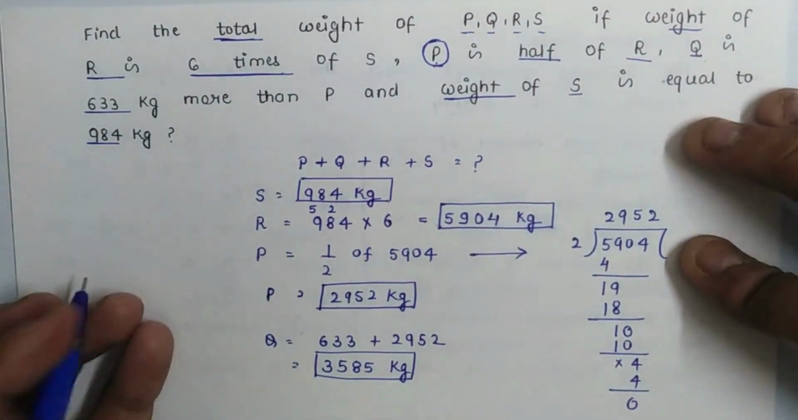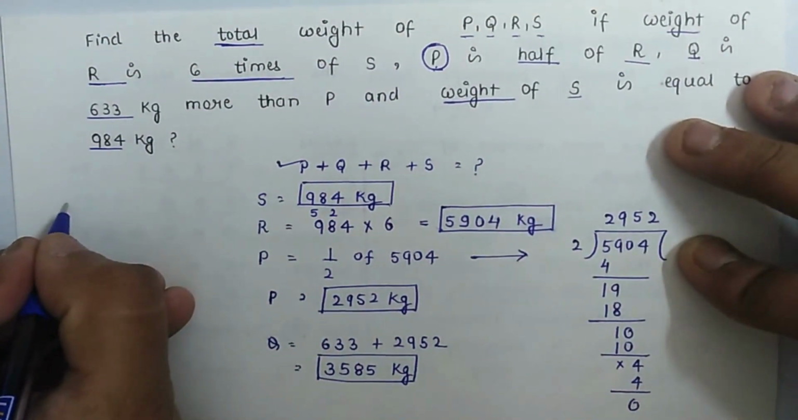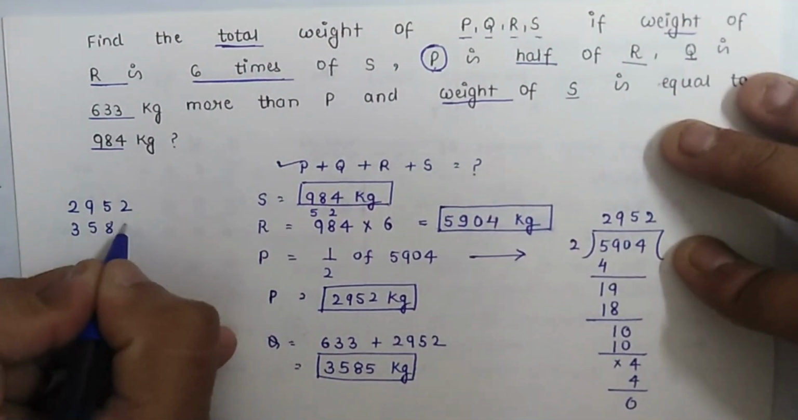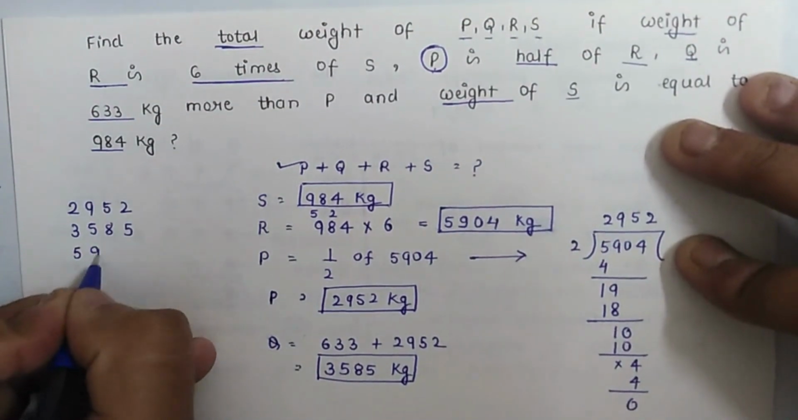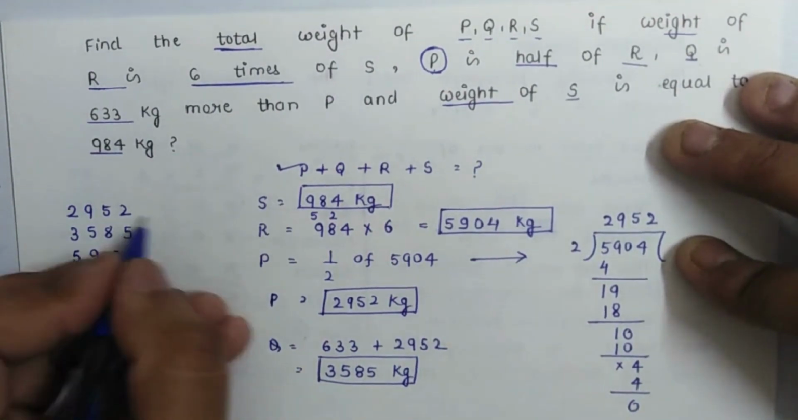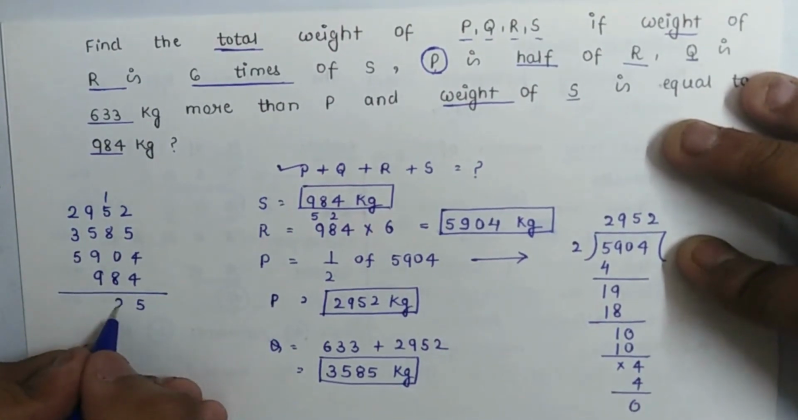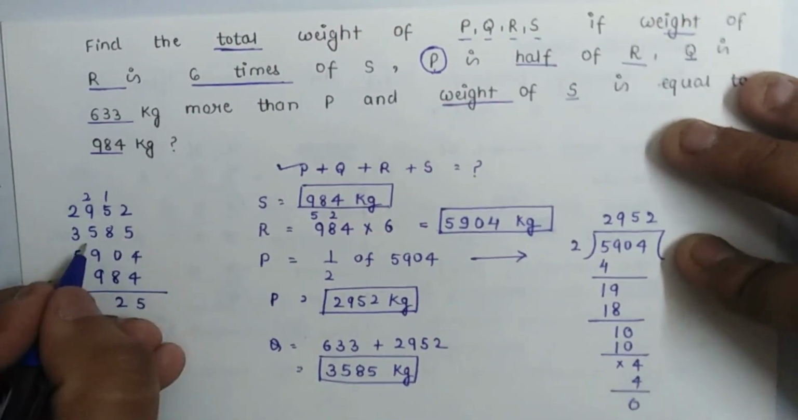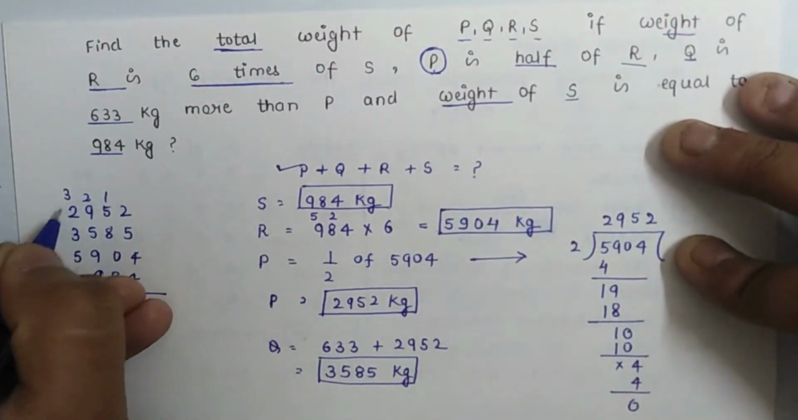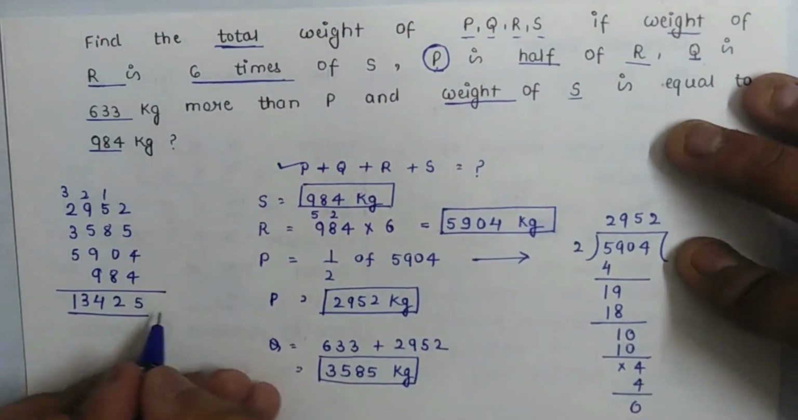Now we have to simply calculate the sum of P, Q, R and S. So let's do that. P is 2952, Q weight is 3585, R weight is 5904, and S weight is 984. Let's add it. 4 plus 4 plus 8 is 13, 2 plus 1 is... carrying through each column, we get 13,425 kg. That will be the answer for this question.